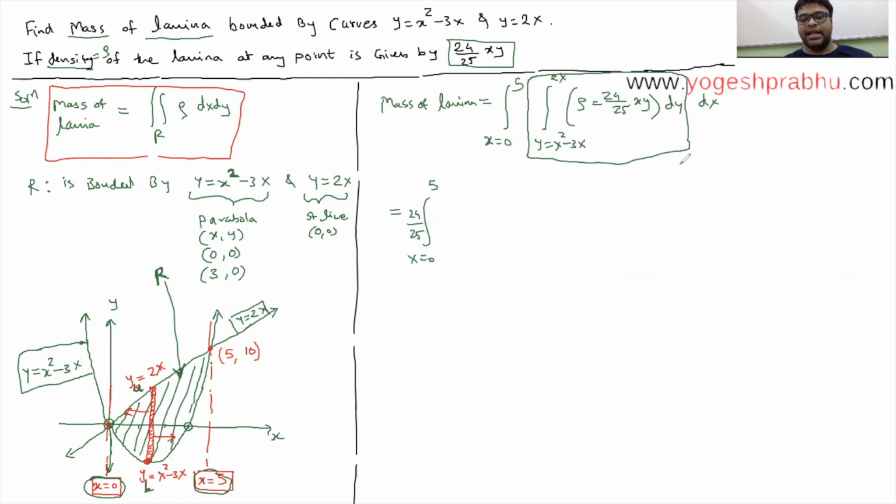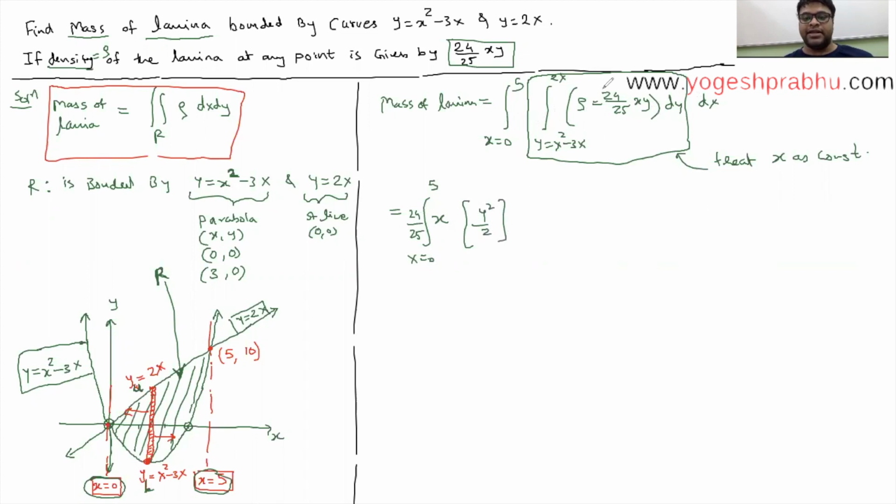Now, while we are integrating this integral, we are integrating for y. So we treat x as constant. So for this integration, we're going to treat x as constant. So I can take x also out, not outside the whole integral, but just outside this inner integral. And then I've got integration of y. So now this will become y square by 2.